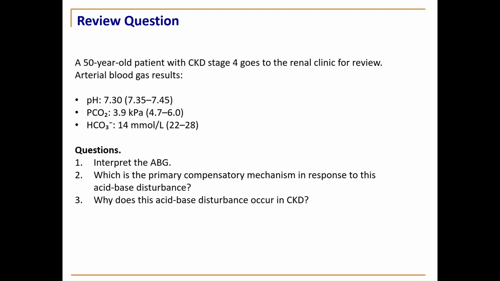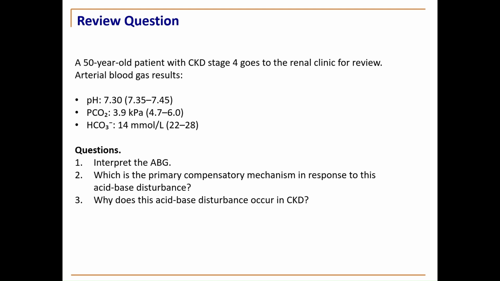Okay, so a 50-year-old patient with CKD stage 4 goes to the renal clinic for review. Arterial blood gases: pH is low, so we've got a buildup of hydrogen ions. CO2 is low, and bicarbonate is also low. So what this is telling us is the patient is acidotic. So we now need to know, is that acidosis because of a respiratory cause, so CO2, or a metabolic cause? So we look at the bicarbonate.